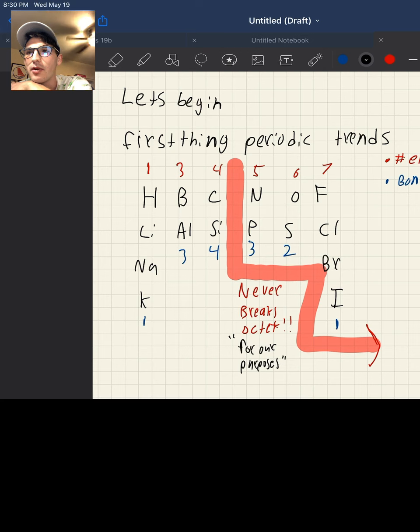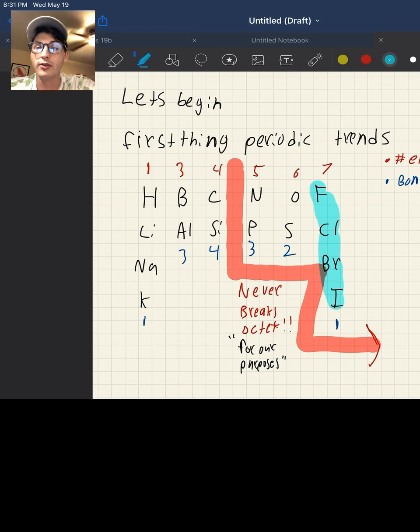Of course, this is for our purposes, because fluorine, chlorine, bromine, iodine, all that stuff can do some really crazy things that you're going to learn about in organic chemistry 2, but you're not going to learn about that in organic chemistry 1, so don't worry about that.